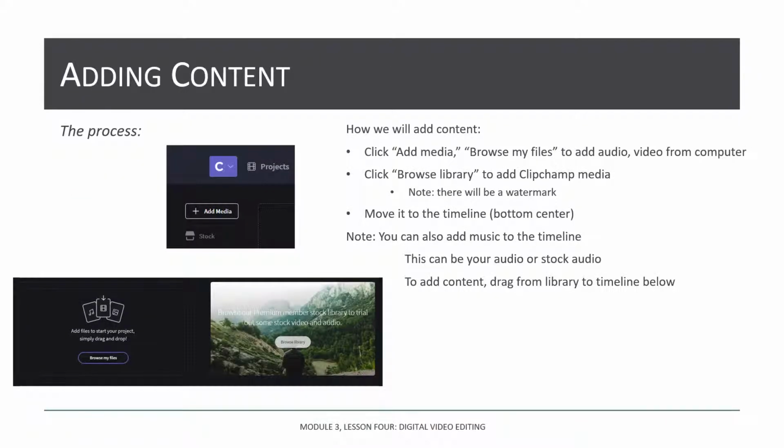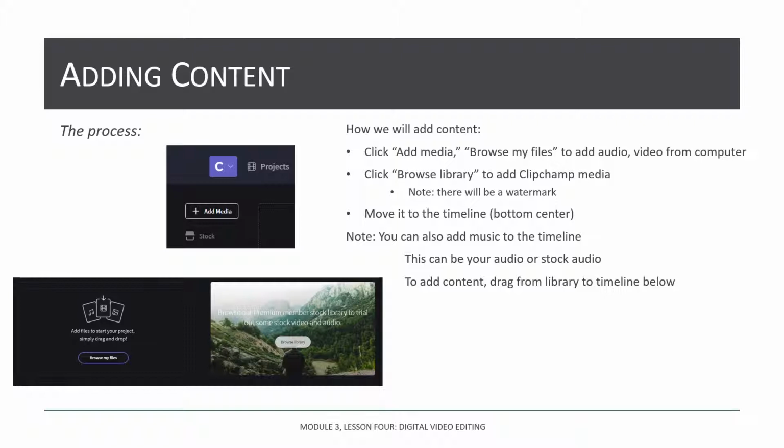Now that we have a project made, let's add some content. You can add media to a Clipchamp project by pressing the Add Media button at the top of the left-hand menu. When you do this, you will be given the option to Browse My Files or Browse Library. Browse My Files allows you to upload files from your computer and add them to a Clipchamp project. You can also use the Browse Library button to add pre-made Clipchamp content. However, if we are using the free version of Clipchamp, all this content will have a watermark, so we will avoid it for now.